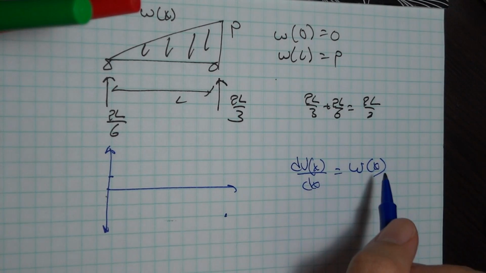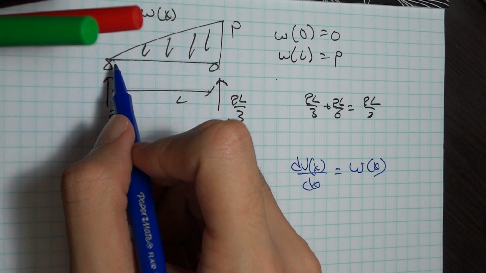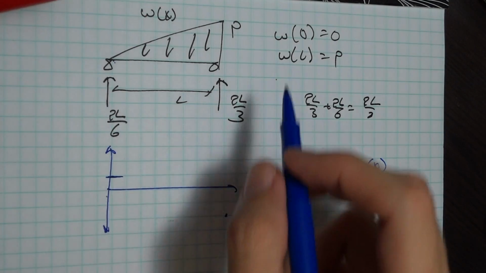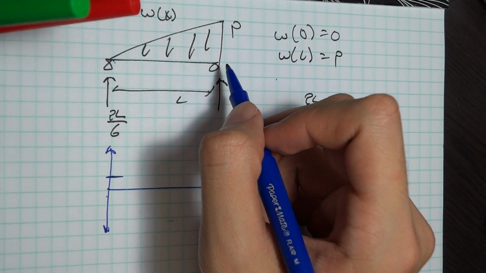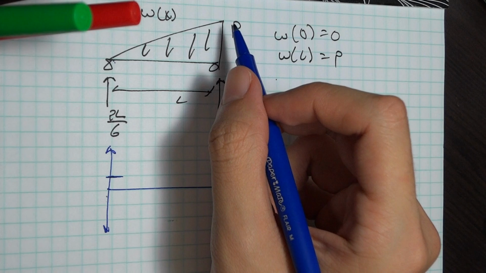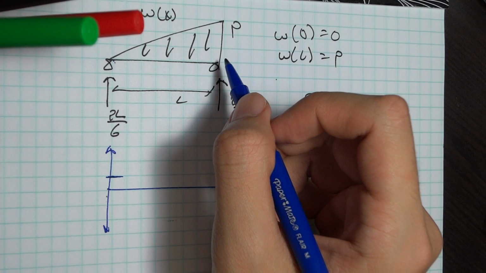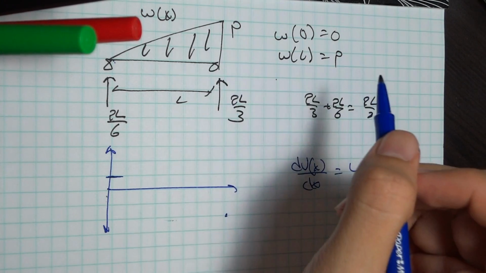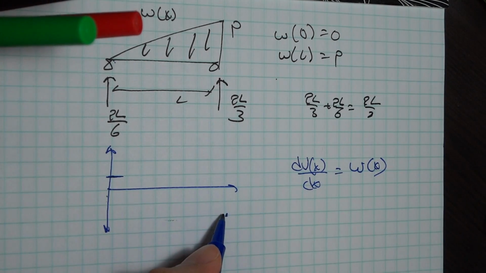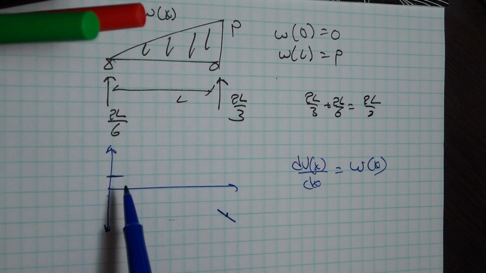So what should this tell you? Here omega of x is 0. So that should tell you that you have a 0 slope here. And what happens over here? Your W of x is equal to P. Your slope should be most negative here. Most negative. And most negative slope would be this way. And now you just want to connect these two.